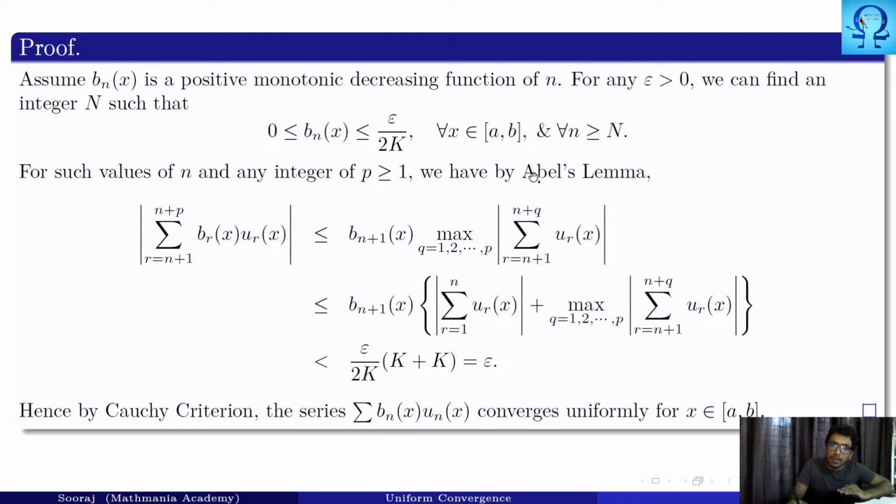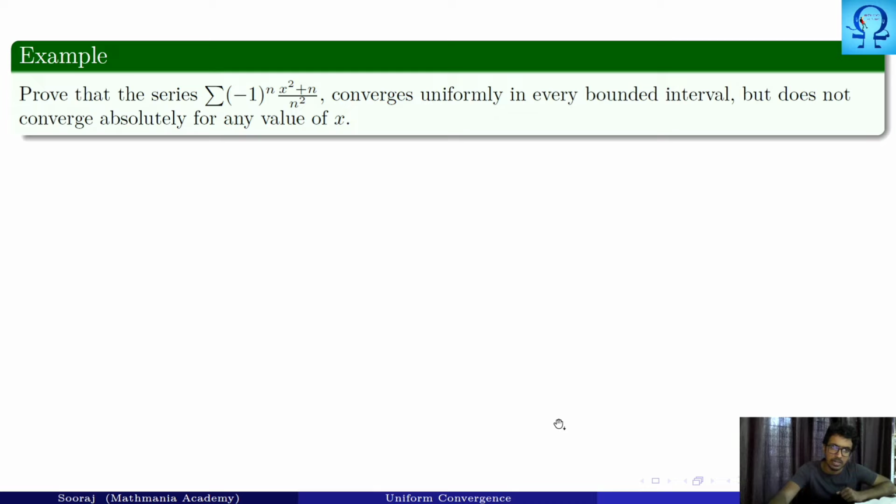Now we apply Abel's lemma again to this sequence un. When we calculate this quantity and simplify further, we see that it is less than epsilon. Now through the Cauchy criterion, we can write this as summation i running from 1 to n plus p minus summation r running from 1 to n. So through the Cauchy criterion, we have justified that the series converges uniformly for every value of x in the interval AB.